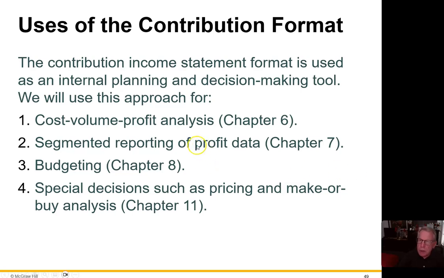Okay, the contribution income statement format is used as an internal planning and decision-making tool. We're going to use this for a lot of different things in this course. Number one, cost volume profit analysis, which we'll get to in Chapter 6. Number two, segmented reporting of profit data. We'll get to that in Chapter 7. Number three, budgeting. We'll get to that in Chapter 8. And number four, special decisions such as pricing or make or buy analyses, which we will get to in Chapter 11.